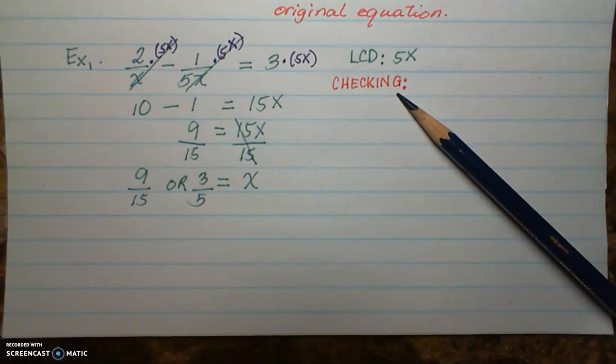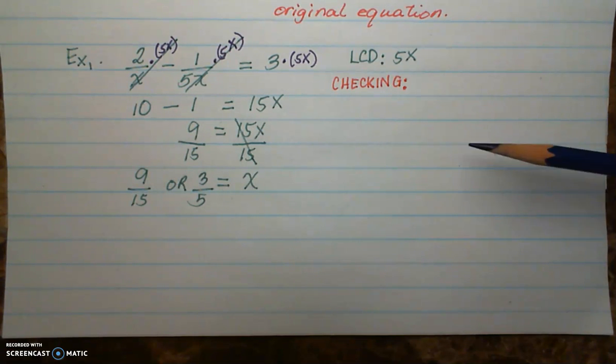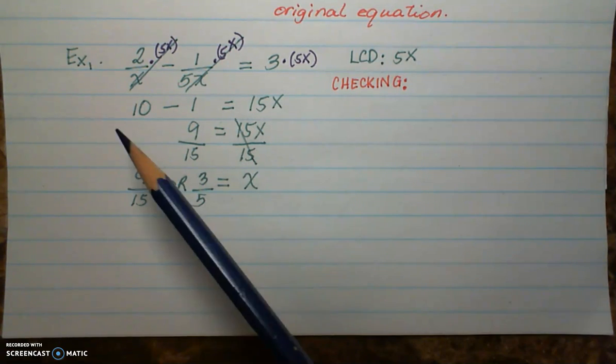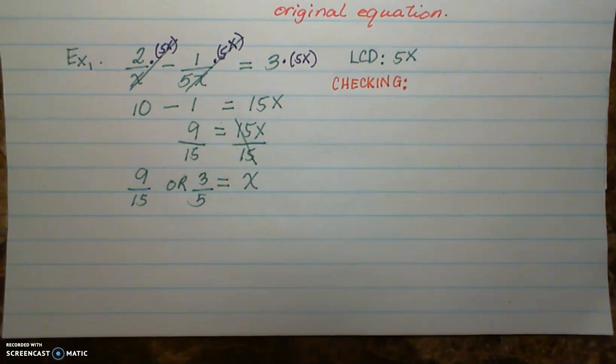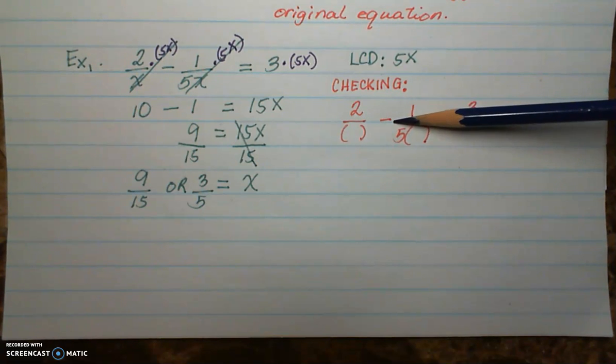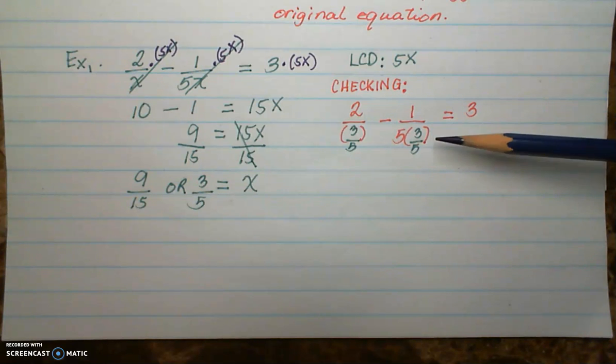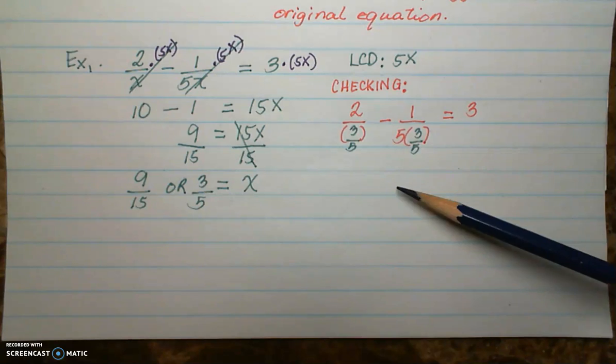Okay, now don't forget that the fourth step is to check for any extraneous solution. So let's go ahead and plug this into the original equation. How I do this is we're going to copy down the original equation, but whenever you see a variable like this one, you will change that into parentheses. So this is like saying 2 over x minus 1 over 5x equals 3. Then inside the parentheses, you will just plug in the value of x, which is 3 over 5.